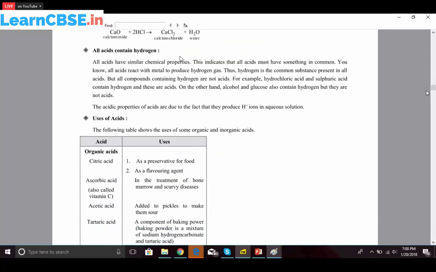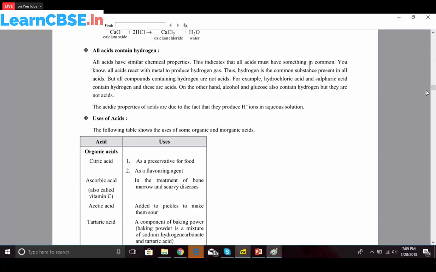Okay. All acids contain hydrogen. All acids have similar chemical properties. They are able to react with Na2CO3, NaHCO3, and with all the bases. The chemical properties are all the same, but the way of reaction will be different, the rate of the reaction. One will react very fast, one will react very slow. That depends upon the strength of the acid, whether it is a strong acid or a weak acid.